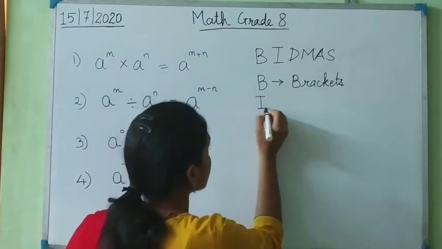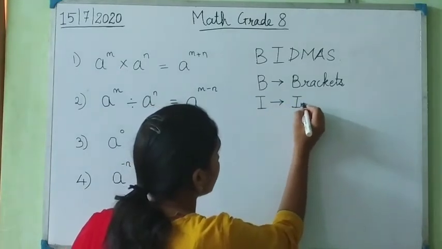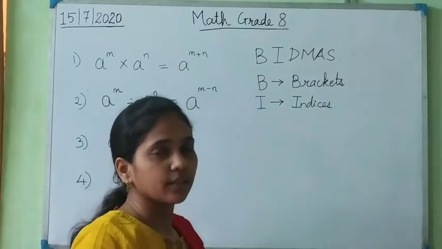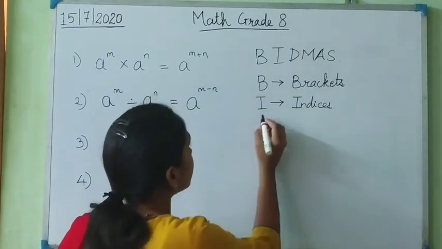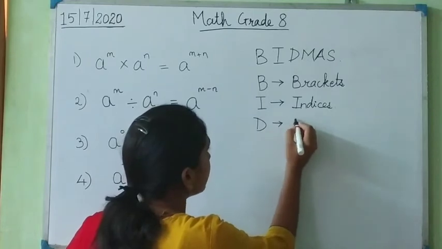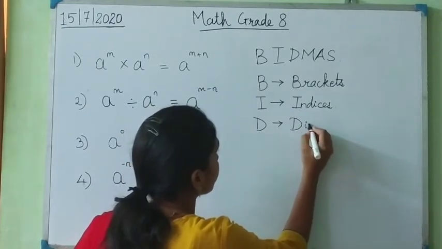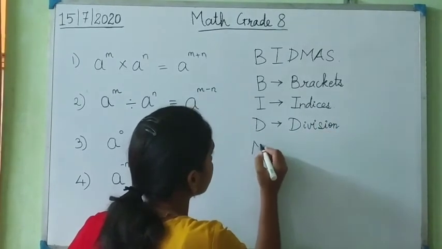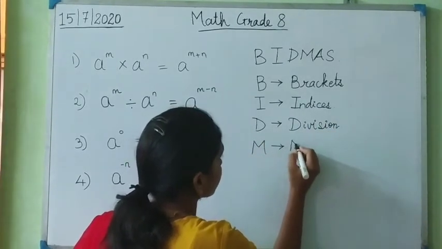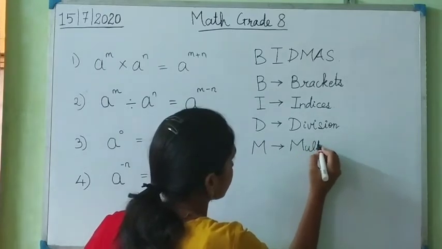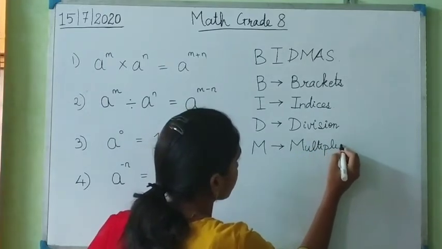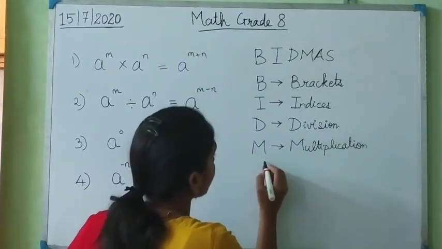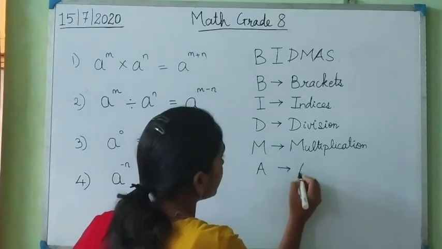Then the second, I stands for indices. That means after brackets we have to solve the indices, the powers and all, okay. Then D stands for division, okay. Then M stands for multiplication. And A stands for addition.